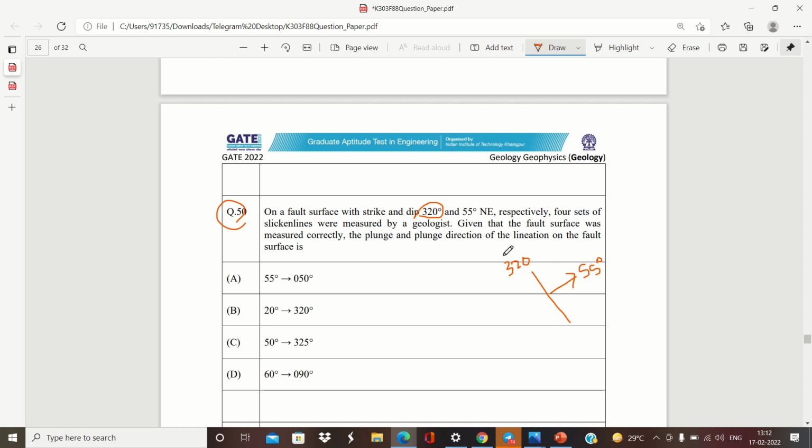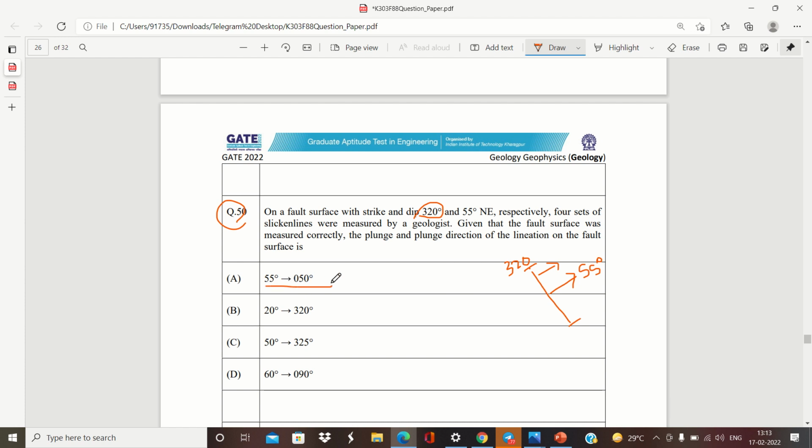Okay, so now the four sets of slickenside lineations were measured by a geologist. Given that the fault surface was measured accurately, the plunge direction of the lineation on the fault surface is. So definitely the plunge direction will be in the direction of dip, maybe in the direction of dip, or it may range from this point to this point.